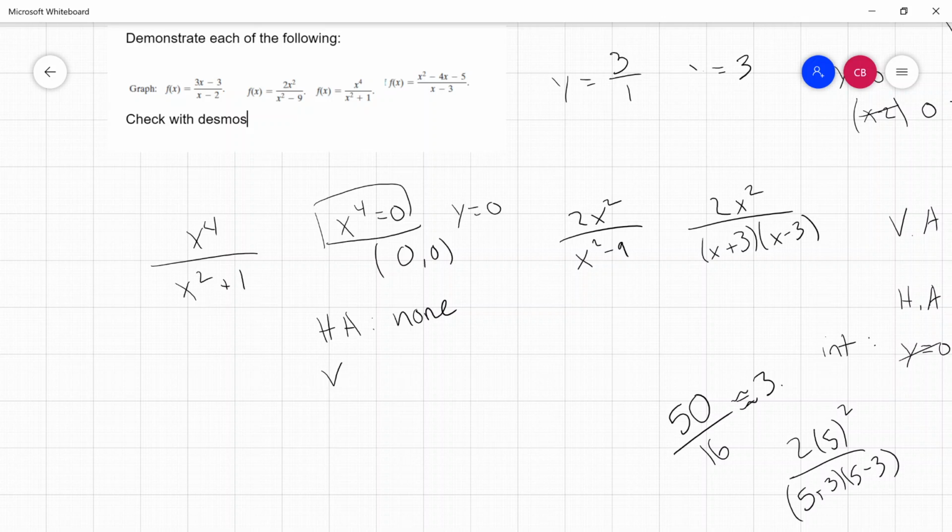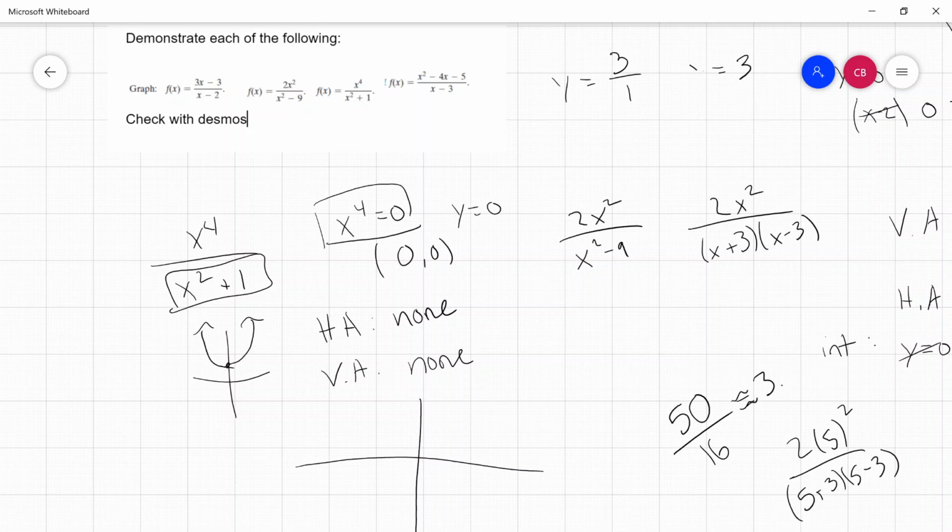And vertical asymptote? Your answer is none. Why? Because this is never equal to 0. This is the graph that looks something like this, and so you can see right away it does not cross the x-intercept. So if we were going to graph this, this is going to be a little bit tough.